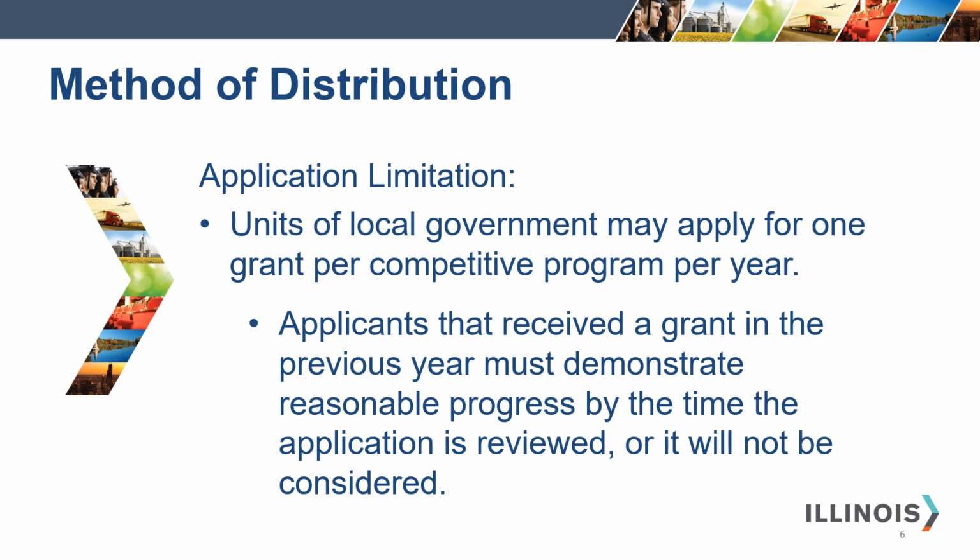Units of local government may apply for one grant per competitive program per year. Applicants that received a grant in the previous year must demonstrate reasonable progress by the time the application is reviewed, or it will not be considered. The level of progress is also considered in the project readiness portion of the scoring matrix.